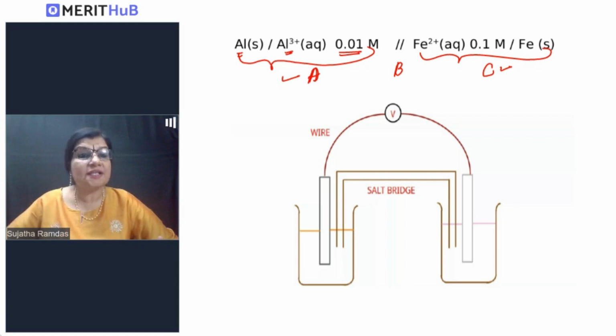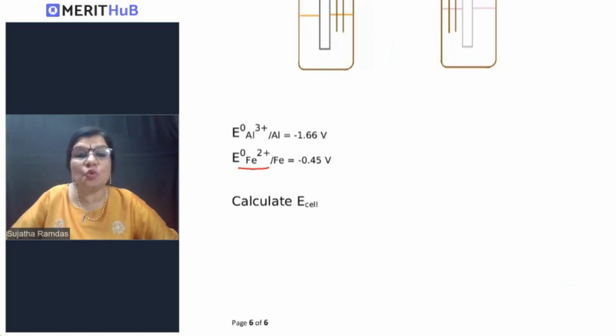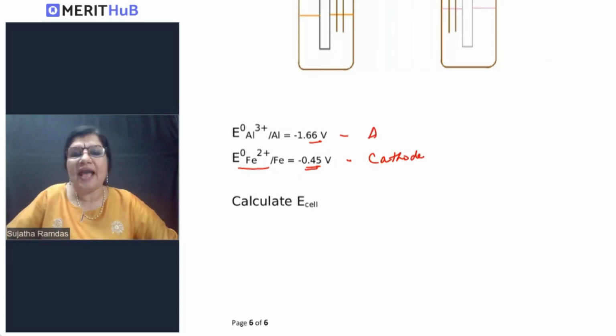So here this is the non-standard situation where the concentrations of the two solutions are different. Let's verify what the anode and cathode are from these standard reduction potential values. You notice that the standard reduction potential of Fe2 plus is greater than that of aluminum ions, and therefore this will be the cathode and this will be the anode.